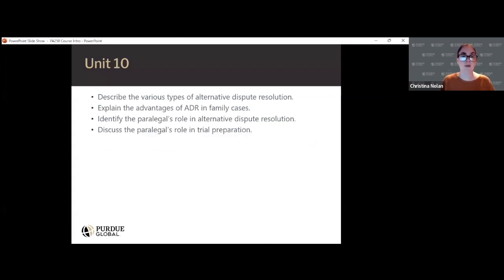And finally, in Unit 10, we're going to look at ADR, alternative dispute resolution. Obviously, this is something that is being pushed more and more in family law cases. Let's allow parties to resolve things together versus simply having a judge look at the facts and make their own determination. This judge is not connected to the case at all. So we're going to look and see how the paralegal may help in this. Or if the case ends up going to trial, we'll see what kinds of things the paralegal can do to assist with trial preparation.